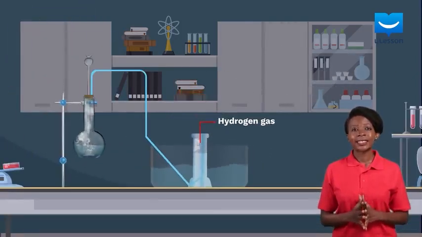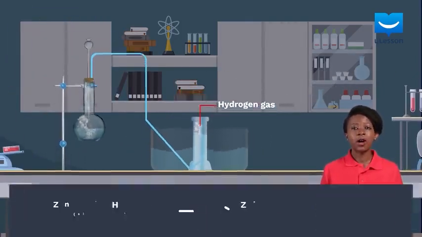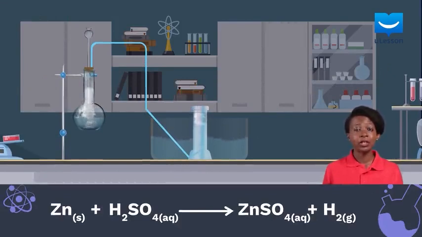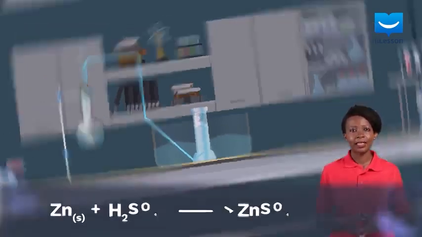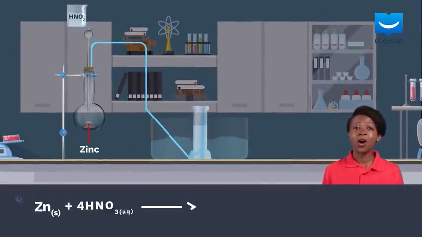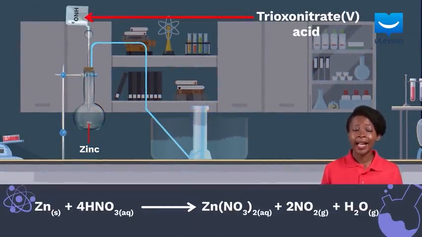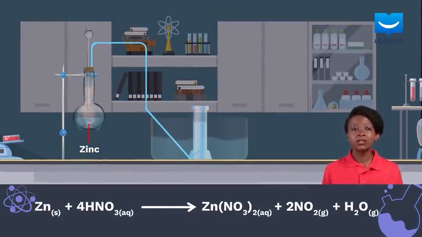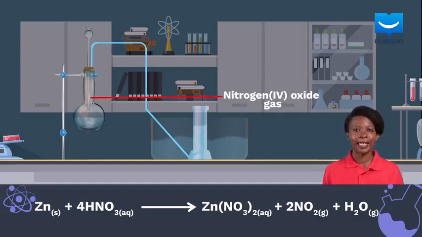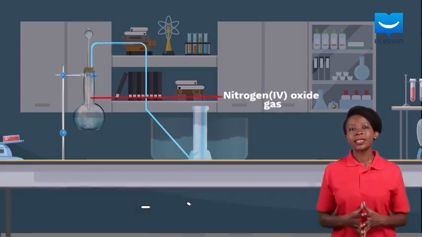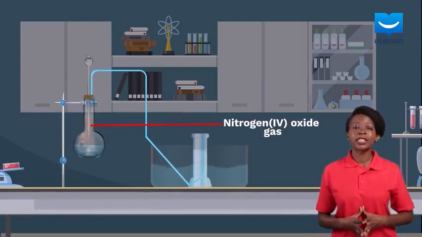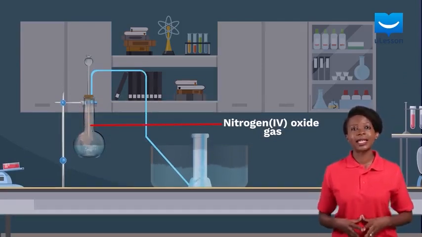If hydrochloric acid is not available, tetraoxosulfate 6 acid can be used in place of hydrochloric acid for the preparation of the gas. But note that trioxonitrate 5 acid cannot be used because it is a strong oxidizing acid and does not react with zinc to produce hydrogen gas. It will react with zinc to produce nitrogen 4 oxide instead. We will discuss other methods of preparing hydrogen gas in the laboratory in subsequent lessons.